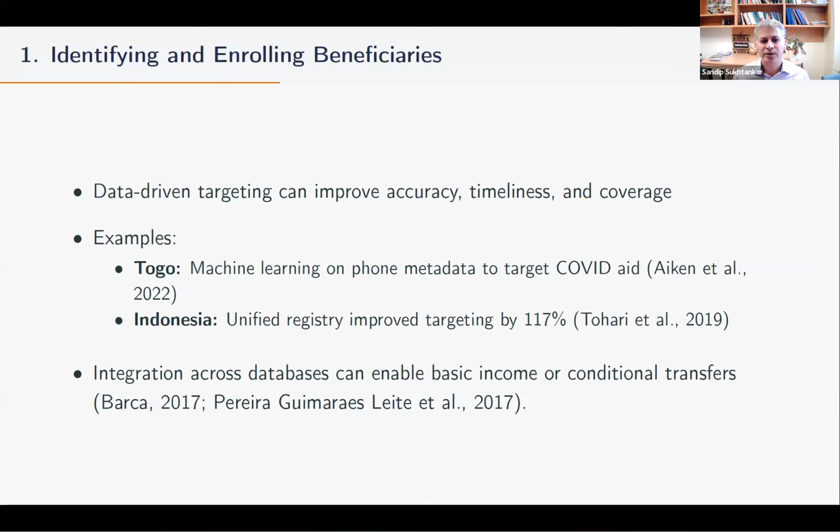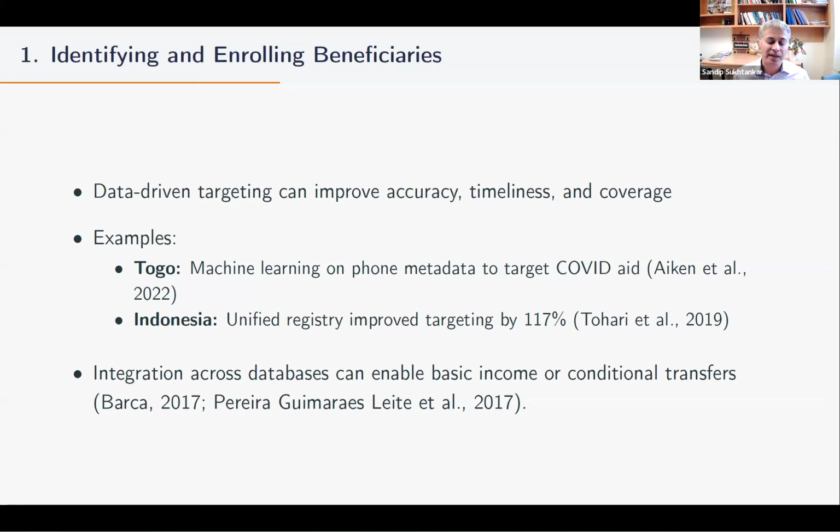And this has the potential to improve the accuracy of the targeting, definitely the timeliness, how fast you do it, and coverage in terms of reaching areas that you may not be able to reach with traditional boots on the ground methods. Okay, so there are a couple of different types of examples. We'll go through the Togo example of using machine learning, using phone metadata to target COVID aid.